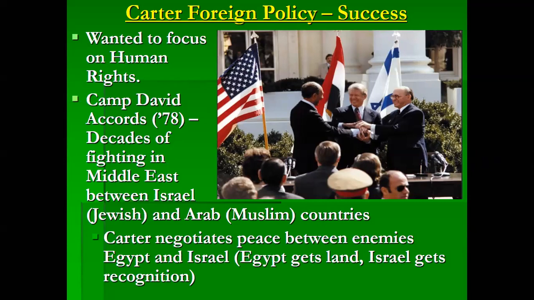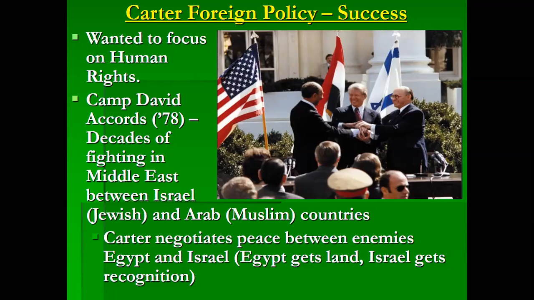Carter really wanted to focus on human rights, specifically in the Middle East. The problem is that's kind of a weird thing for a United States president to really focus on, is helping other countries in the Middle East become friends. His crowning achievement of this is called the Camp David Accords. The Camp David Accords brought fighting in the Middle East to a pretty big halt for a while.